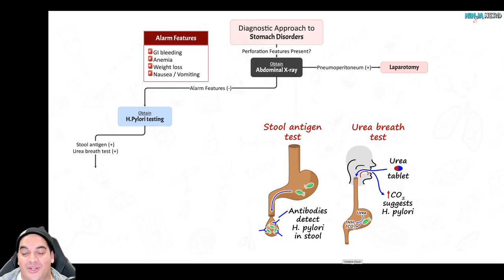And the higher that CO2 level is, the more likely it suggests that there's potentially a bacteria in their stomach with the urease enzyme helping to convert a lot of the urea into ammonia and CO2. And that's a really pretty good test.